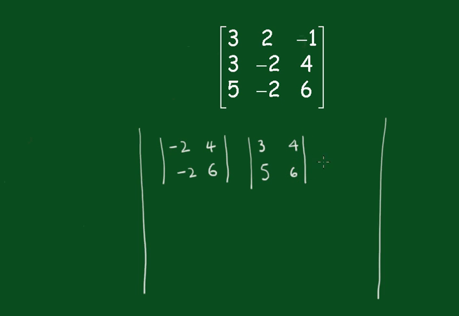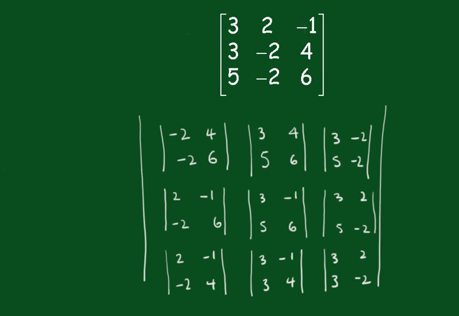And then we go ahead over here, and we cross out this row and this column, and we're left with this little 2 by 2 here, which is 3, 5, -2, -2. Now I'll just pause this and finish these off. Okay, now I've finished those all off.